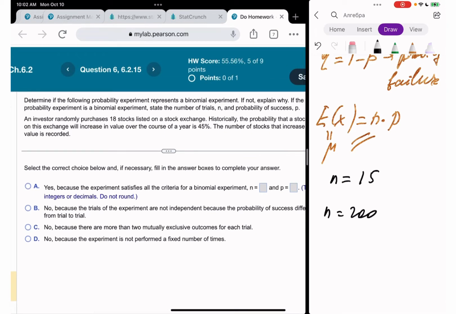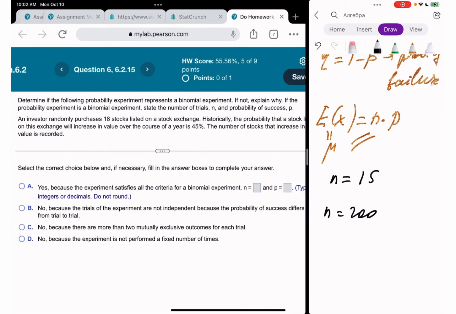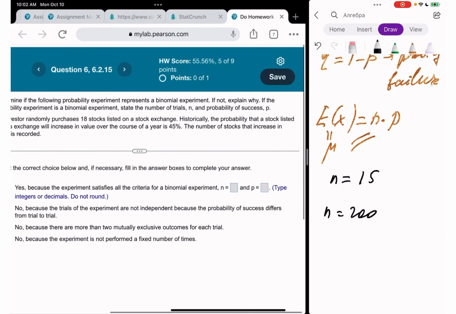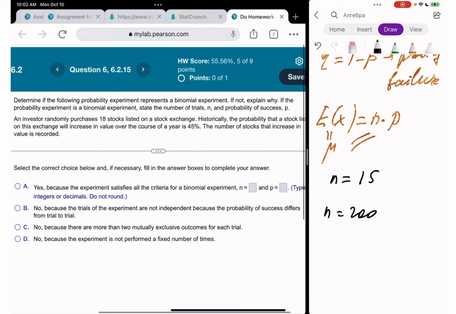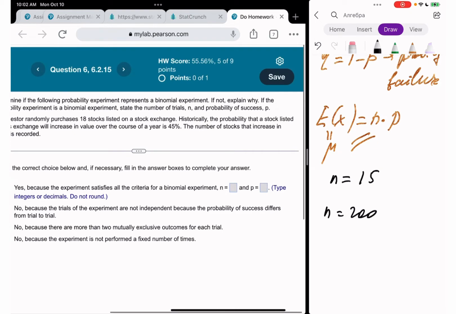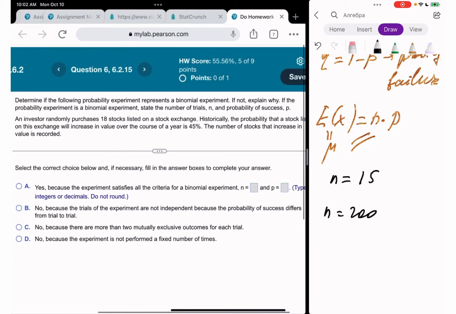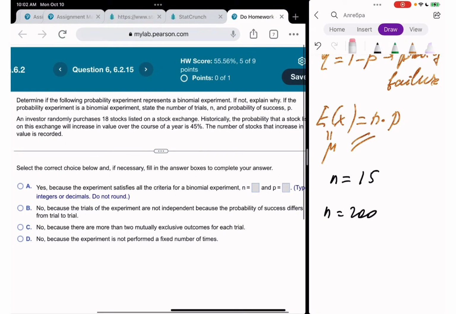Question number 6. So the same question, let's read the question itself. An investor randomly purchased 18 stocks listed on a stock exchange. Historically, the probability that a stock listed on this exchange will increase in value over the course of the year is 45%. The number of stocks that increase in value is recorded.